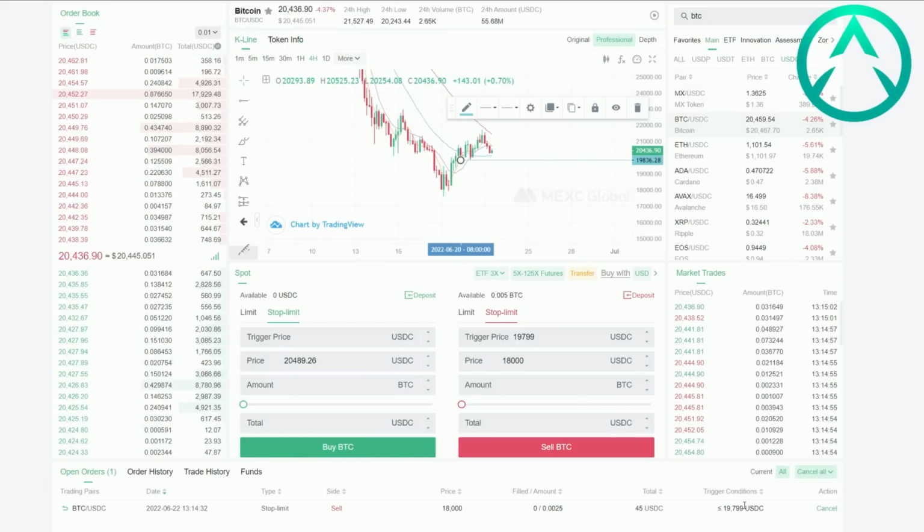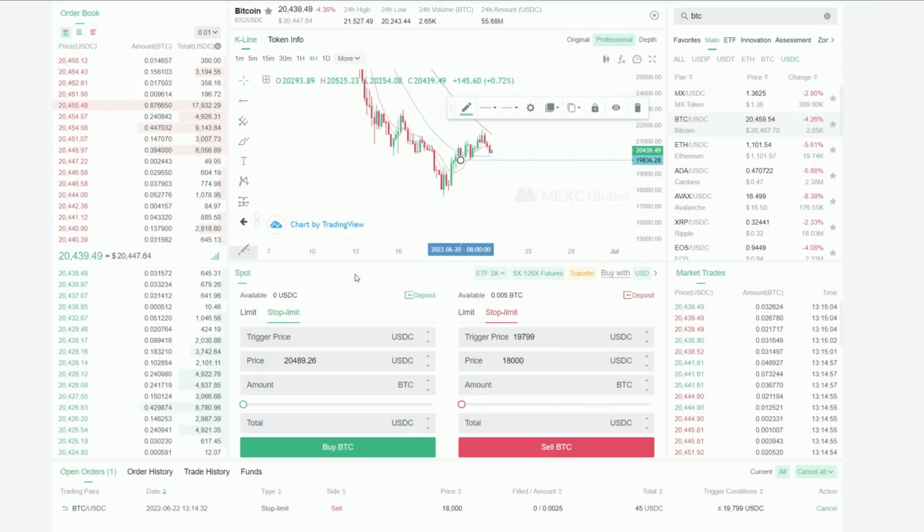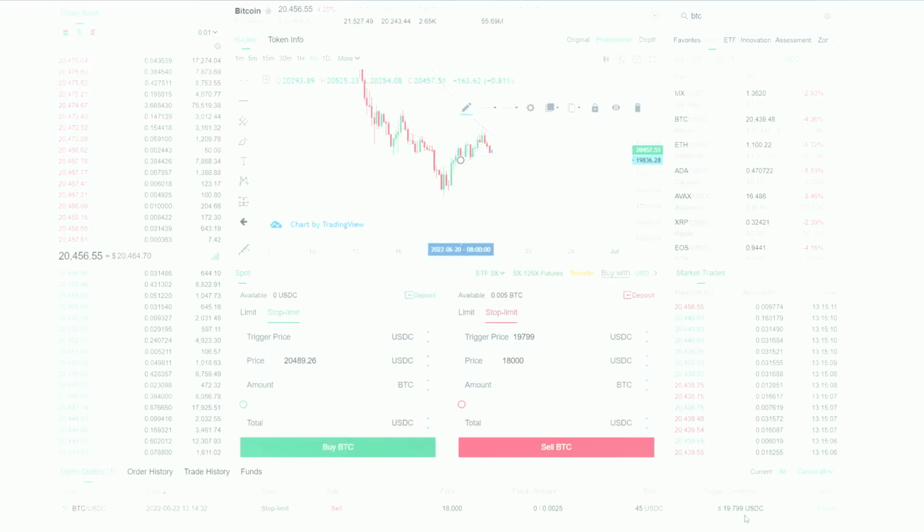You get a slightly worse price, but of course on a reputable exchange like MEXC Global, where there's decent volume, you will get your trade executed at a good price.